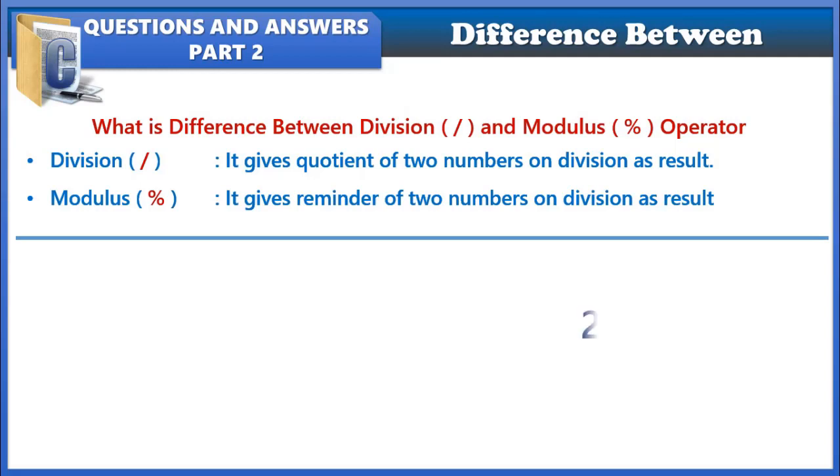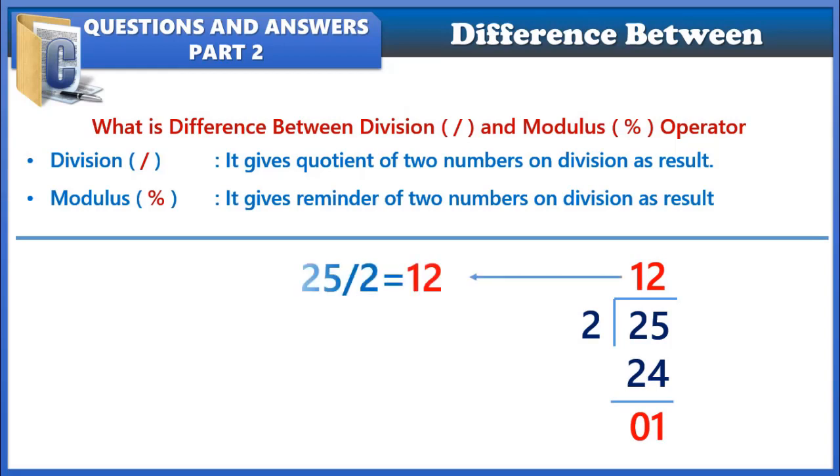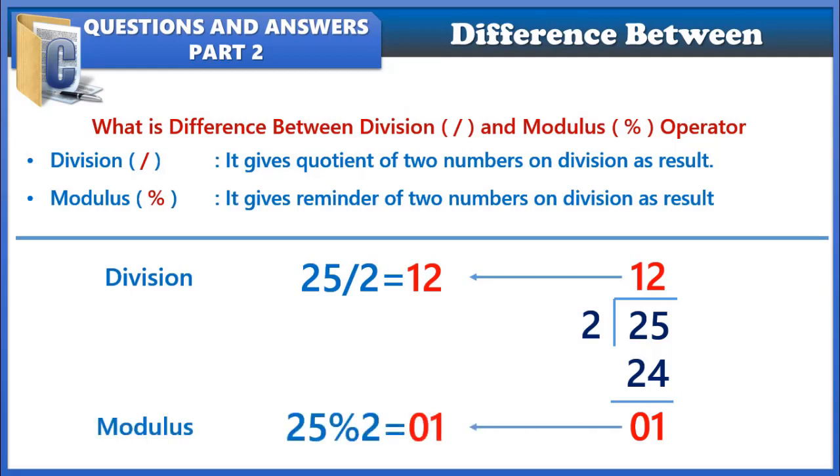So let's take one example, 25 divided by 2. So 12 twos are 24. So it will give remainder as 1. So when I use the division operator, it will return 12 as a result. And when I use the modulus operator, it will return 1 as a result.